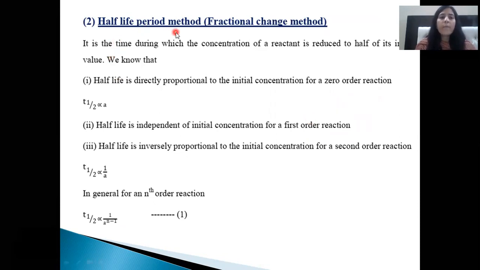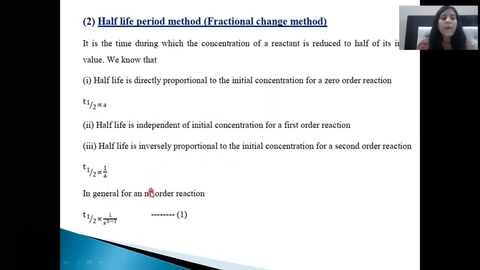The second method is the half-life period method, which is also called the fractional change method. Half-life period is the time during which the concentration of reactant is reduced to half of its initial value. Or we can say that half-life is the time at which half of the reaction gets completed. Here t1 by 2 is the half-life and a is the initial concentration. For zero order reaction, half-life is directly proportional to the initial concentration. For first order reaction, half-life is independent of initial concentration. And for second order reaction, it is inversely proportional to the initial concentration.